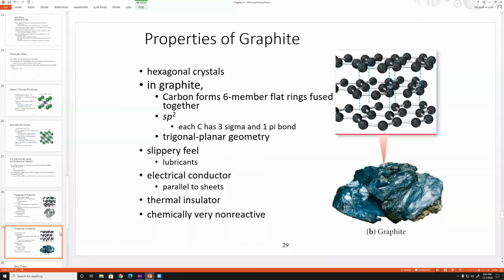And you have graphite, which is similar, but it has an sp2 arrangement, which makes it a little bit weaker. And it has trigonal planar sheets that are stacked on one another.